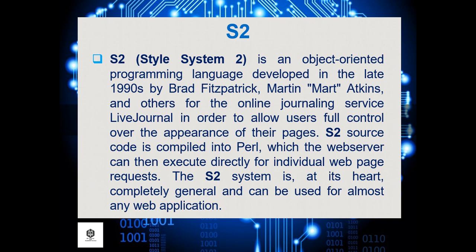S2, or Style System 2, is an object-oriented programming language developed in the late 1990s by Brad Fitzpatrick, Martin Atkins, and others for the online journaling service LiveJournal in order to allow users full control over the appearance of their pages. S2 source code is compiled into Perl, which the web server can then execute directly for individual web page requests. The S2 system is, at its heart, completely general and can be used for almost any web application.